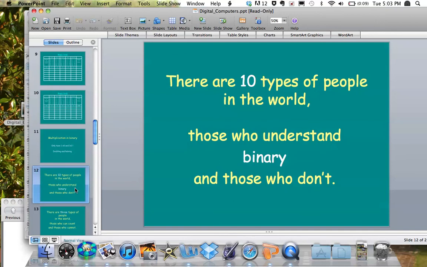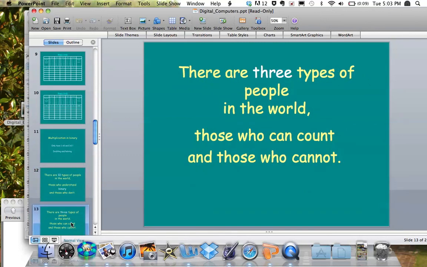It concludes with a statement there, which is quite nice. There are 10 types of people in the world, those who understand binary and those who don't. There are 3 types of people in the world, those who can count and those who cannot.